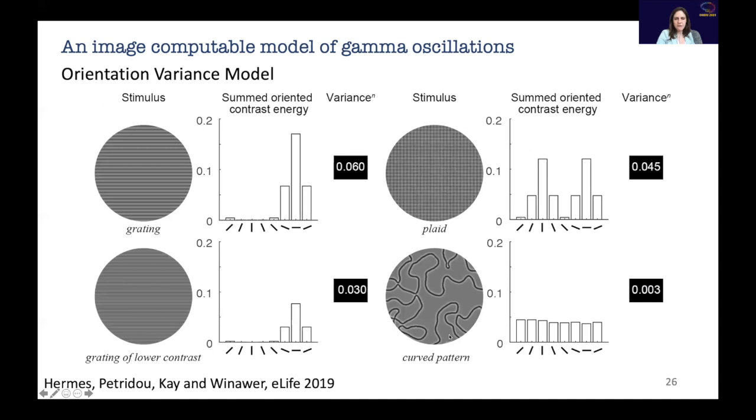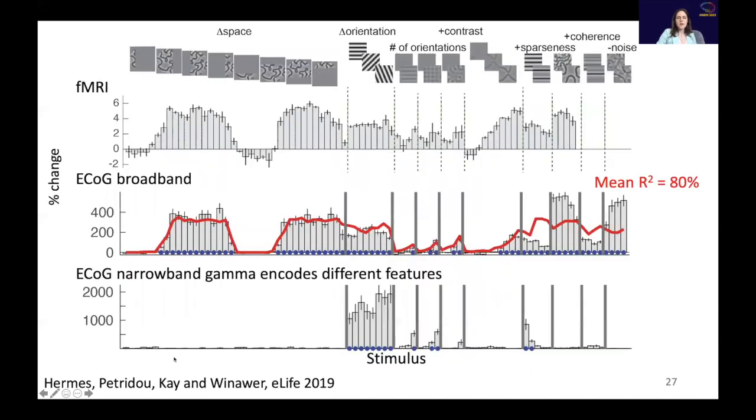And especially if we have a complex pattern with many curves, all orientations will have some weight, and that lowers the variance as well. So this model would predict a high value for a stimulus with a single orientation and a low value for an image with many orientations, and also reduce its output with lower contrast. So when we tested this model to explain the gamma power for the different stimuli, we could explain 75% across the different stimuli, again in a cross-validated manner.